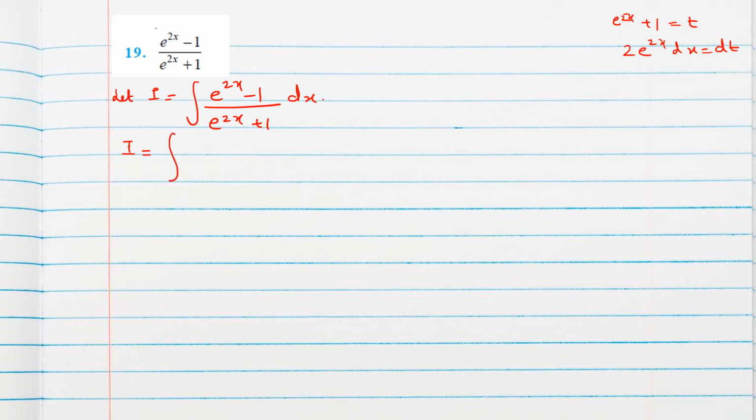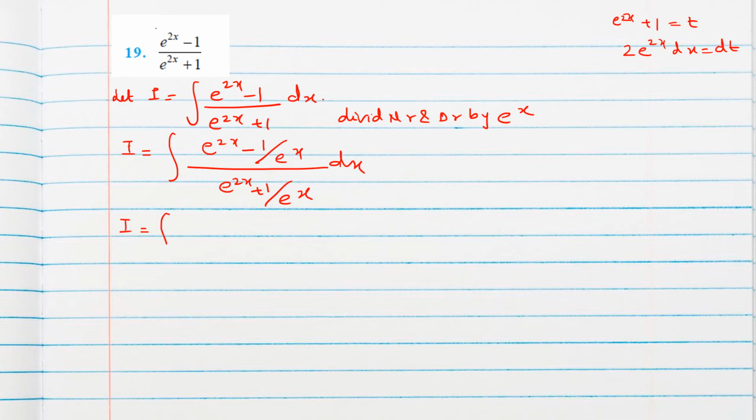So divide numerator and denominator by e power x. So see what will happen. Whole divided by e power x, and here also whole divided by e power x.